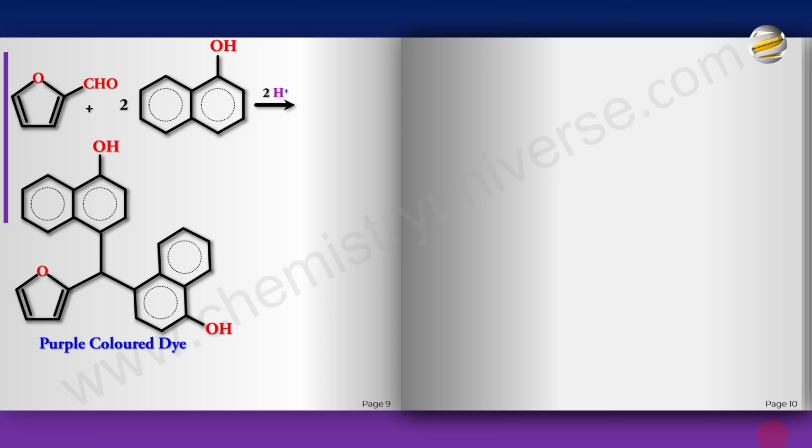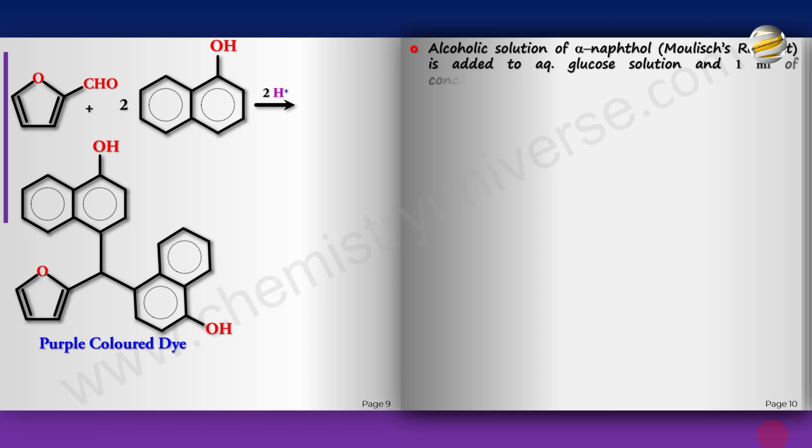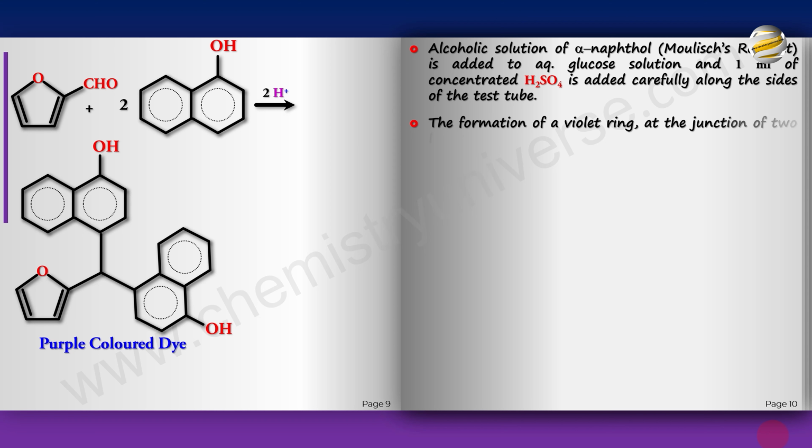Now, the alcoholic solution of alpha naphthol, that is called the Molisch reagent, is added to aqueous glucose solution, and 1 ml of concentrated sulfuric acid is added carefully along the sides of the test tube. The formation of a violet ring at the junction of the two liquids confirms the presence of carbohydrate. Now let's look at what the test is in the form of a demonstration. In this demonstration, I'll show positive Molisch test using a few carbohydrate solutions as test samples.